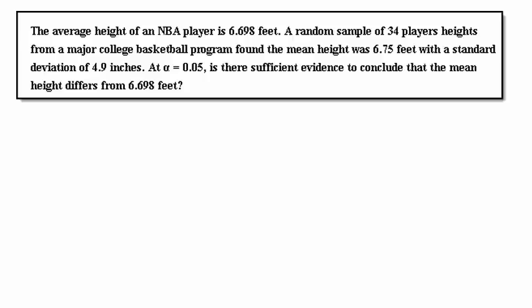Let's explore this hypothesis testing problem. The average height of an NBA player is 6.698 feet. A random sample of 34 players' heights from a major college basketball program found that the mean height was 6.75 feet, and remember, mean is one of the averages we would use, with a standard deviation of 4.9 inches. At alpha equals 0.05 or 5%, is there sufficient evidence to conclude that the mean height differs from 6.698 feet?